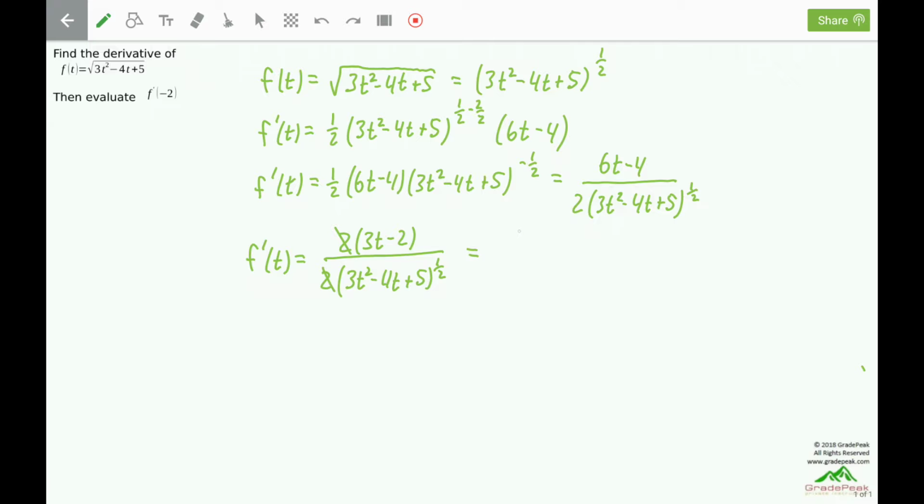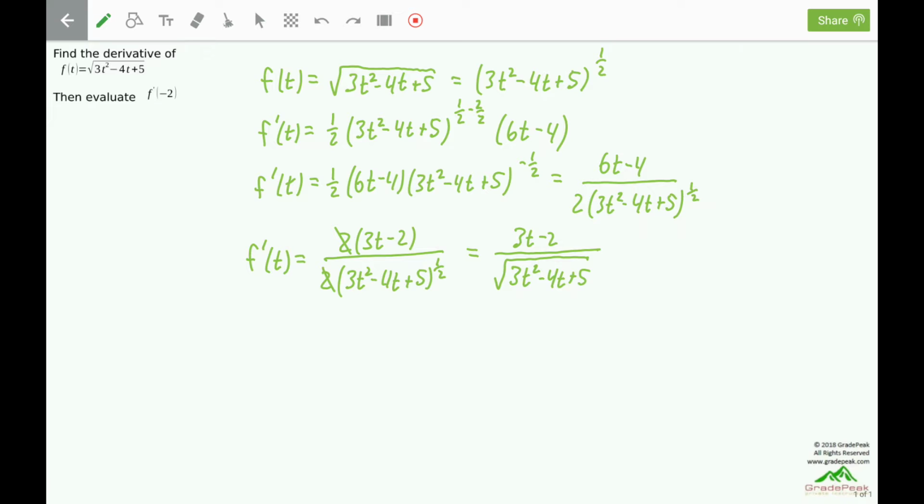One more step, the denominator, since it's the 1/2 power, first power, second root, square root. That means we have the square root of 3t squared minus 4t plus 5. And there's our derivative f prime of t.